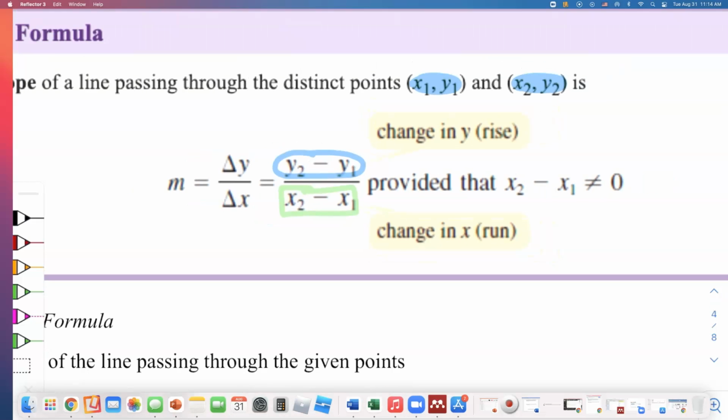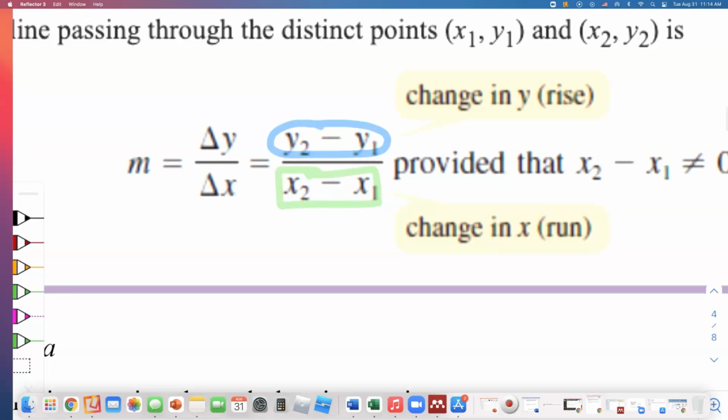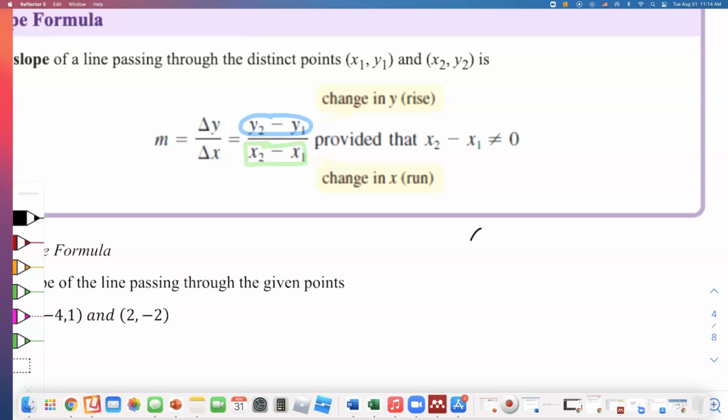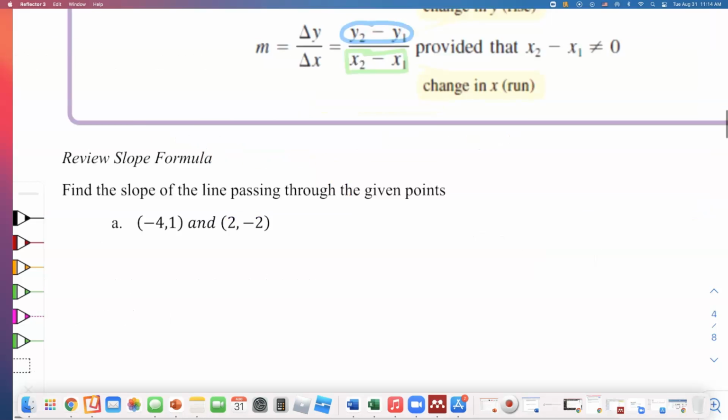So we're going to have to do some subtracting, okay? But remember, we're subtracting the y's on top and we're subtracting the x's in the bottom. If you have an ordered pair, remember that the first number you see in the ordered pair is always the x coordinate. The second number you see is the y coordinate. Alrighty, I'm going to go ahead and start the first one.